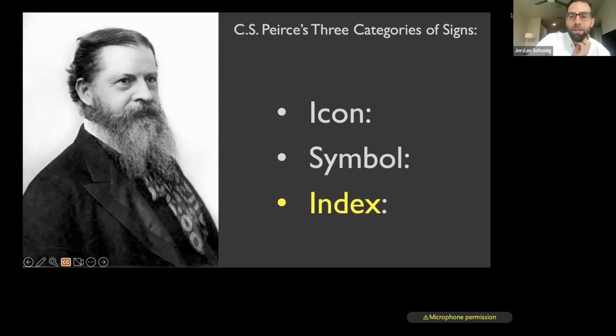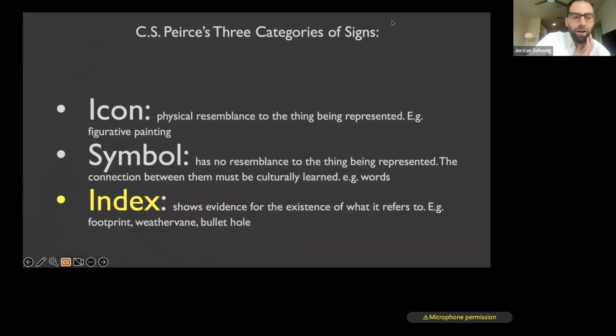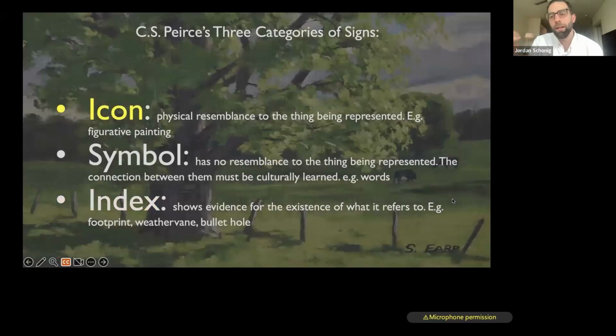So Peirce is this pragmatist philosopher who has three categories of signs: icon, symbol, and index. And I'll talk about icon and symbol as a way just to distinguish what's special about the index. So an icon is a kind of sign that has a physical resemblance to the thing being represented, like a figurative painting, right? So if a sign is anything that conjures to the mind something that isn't there, an iconic sign is something that conjures to the mind something that isn't there by resembling it. So this painting of a tree makes me think of a tree.